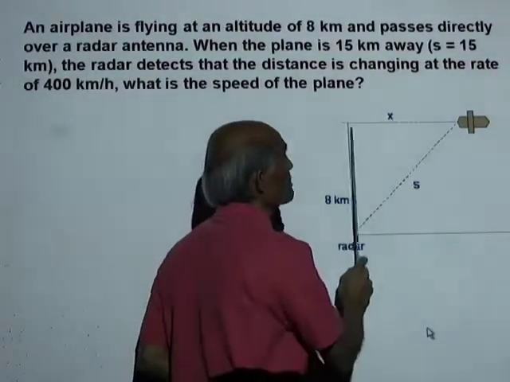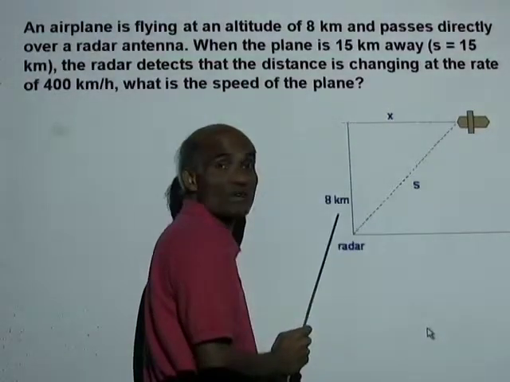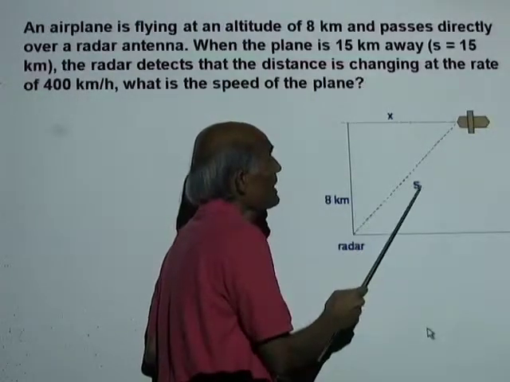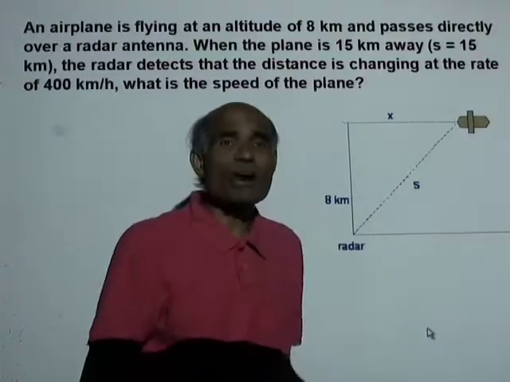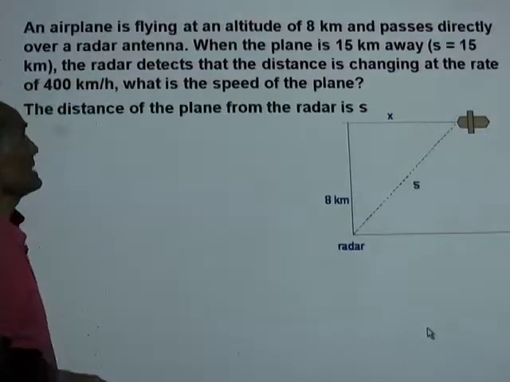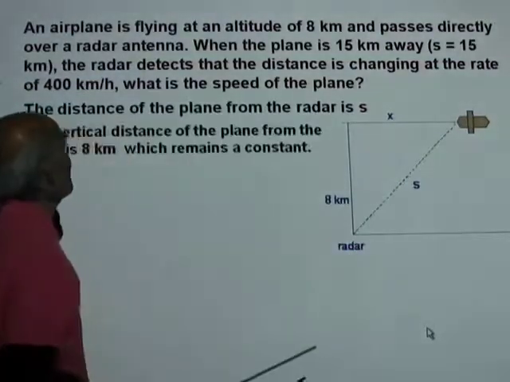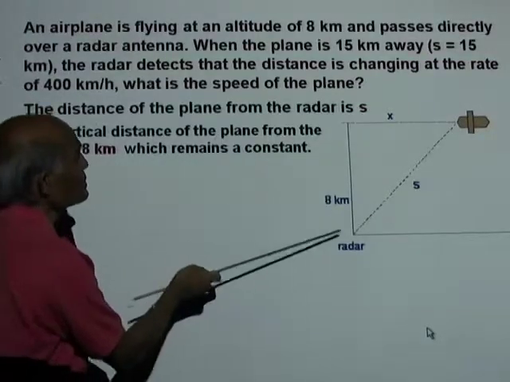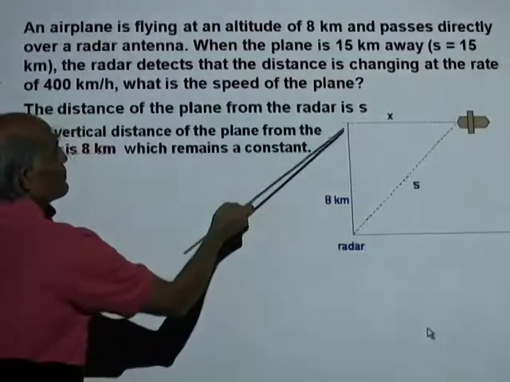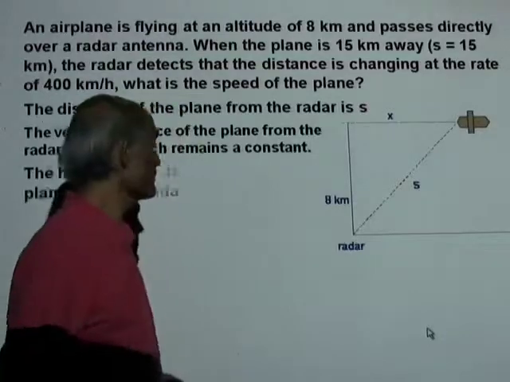Well, of course, this is a right triangle. And this side remains a constant. It doesn't change. So h squared plus x squared equal to s squared is the relation. I have done some writing there. The distance of the plane from the radar is s. The vertical distance of the plane from the radar is 8 kilometers. That remains a constant. It does not change.